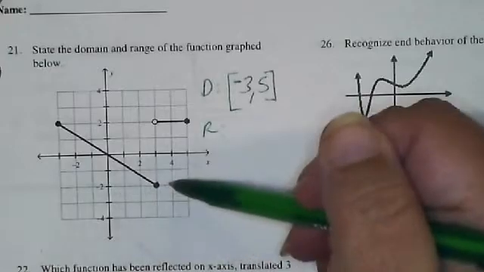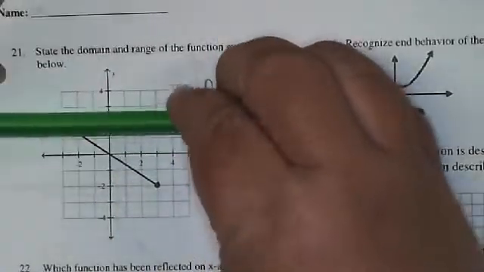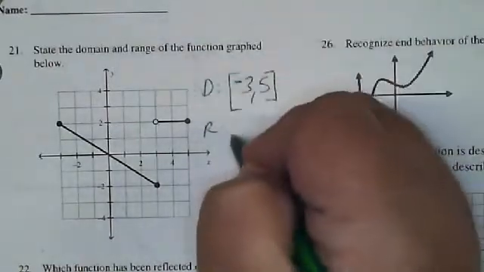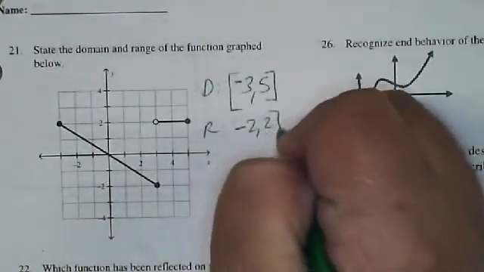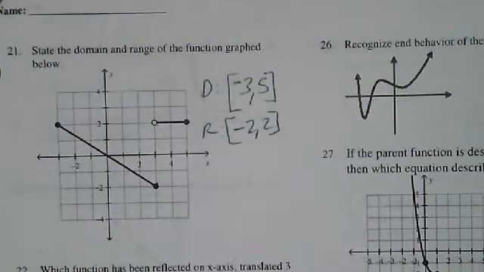For range, it starts down here at -2. As you move across, keeps going, and then stops completely at 2. So it goes from -2 to +2, both with brackets, just like the domain, both solid.